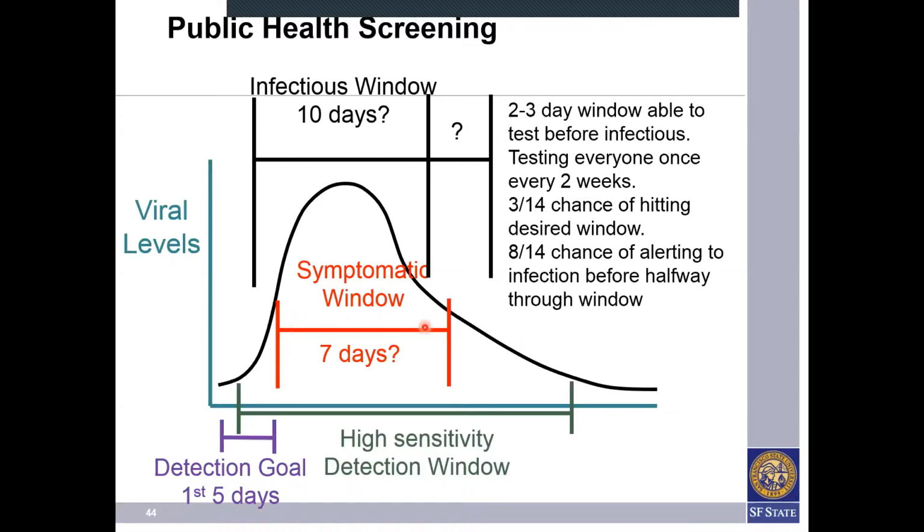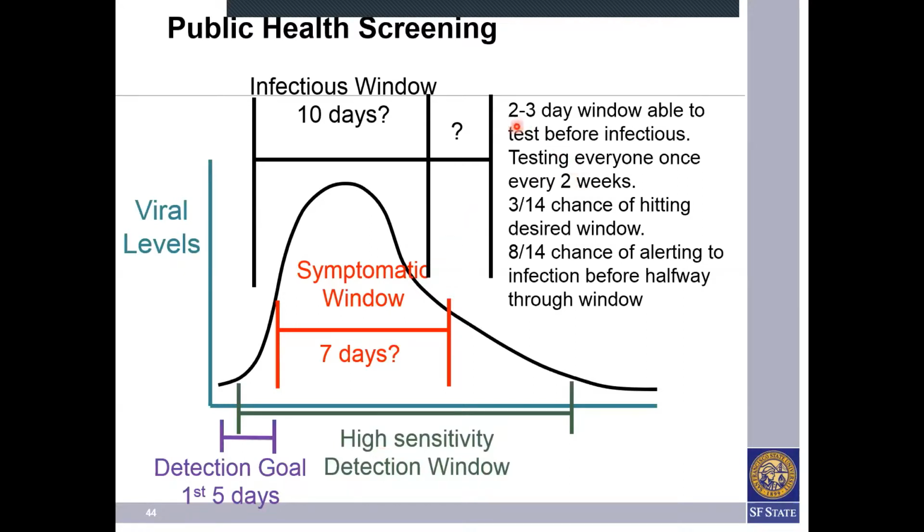So maybe they've got a window of about 7 days where they're symptomatic, maybe 7 days, maybe 10 days, who's really sure about when they're contagious? Now here's the thing, high sensitivity tests, the high sensitivity PCRs, they're expensive. You can't do them every day. They're annoying to collect specimens from every day. So say you're only testing people once every 2 weeks.